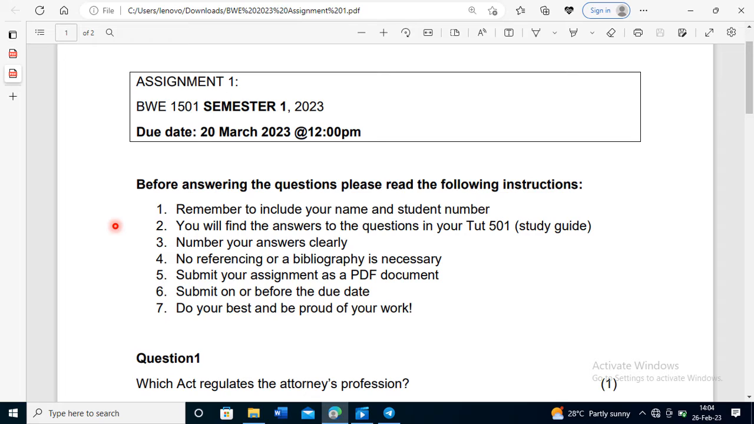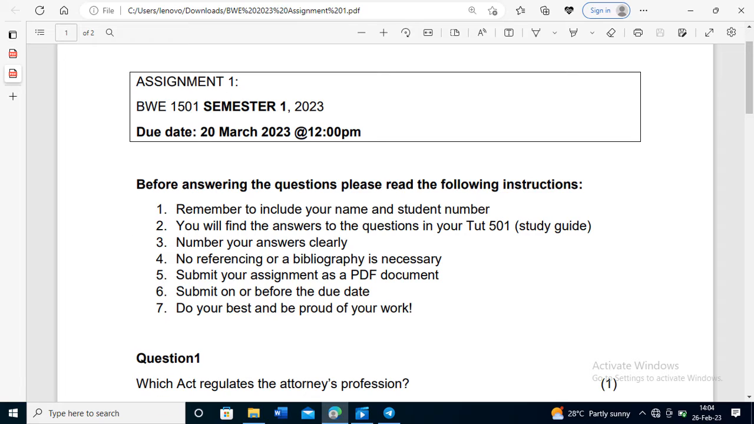Submit on or before the due date. You need to make sure that you submit before or on 20 March 2023, 12 p.m. So please don't forget, write it down in a book, and every day please check the assignments which you have to write. Do your best and be proud of your work. I do believe that this one is a compliment from your lecturers.